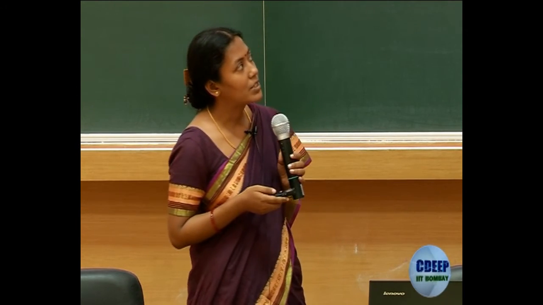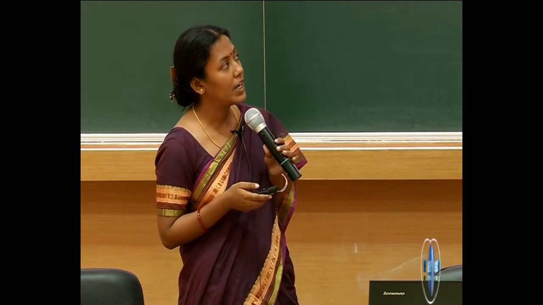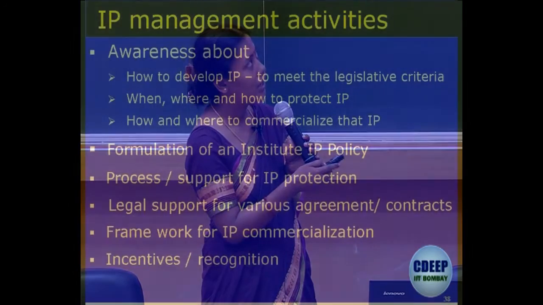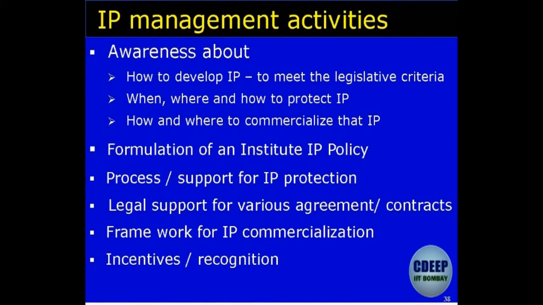So we need processes for IP creation, protection, utilization, deployment and all these things. First of all, you need to grow awareness: how to develop IP, meaning what technology you should work on that has direct market availability or commercialization ability, when and where we need to protect our IP, and how to commercialize it. For all these things, we need some institute level policy.